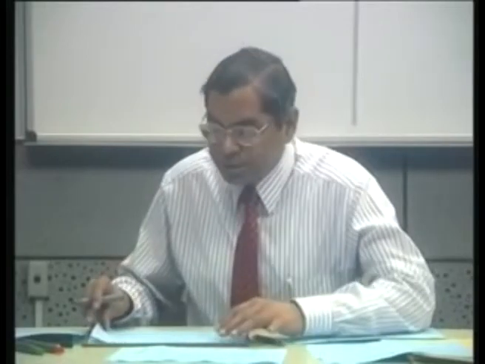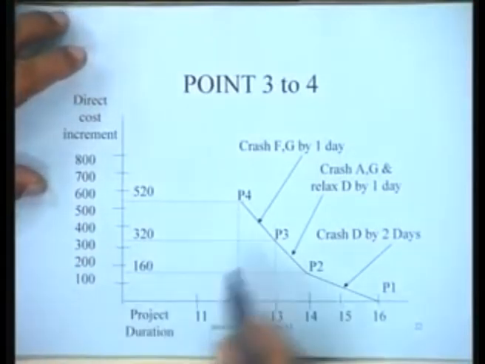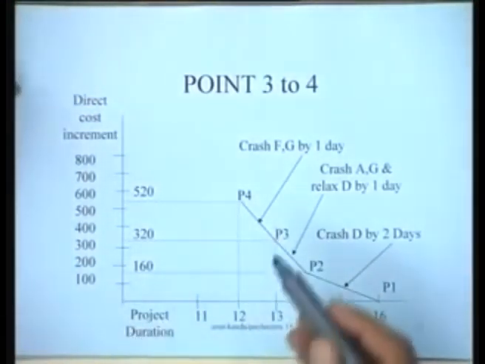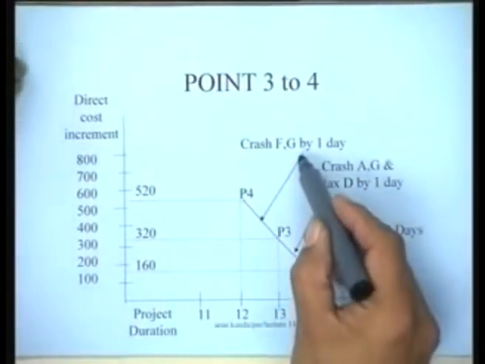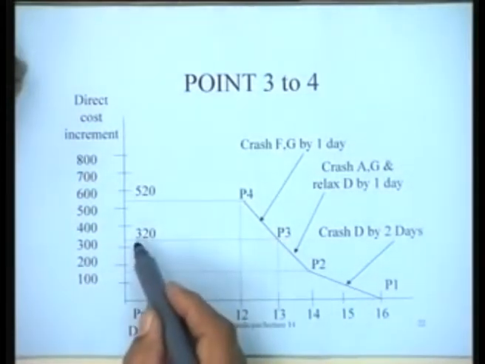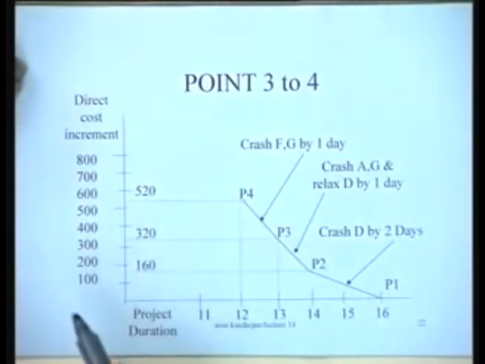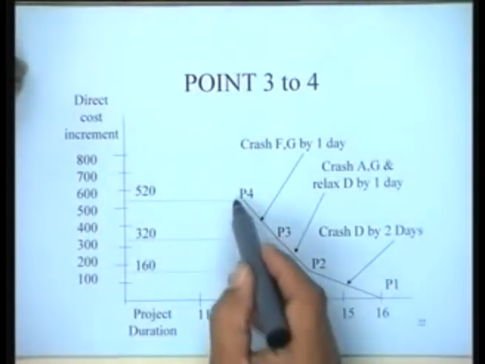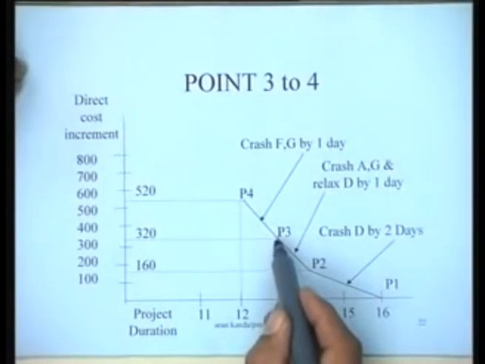We now move from point 3 to point 4. In the movement from point 3 to point 4, what has happened is that we are crashing F and G by 1 day. Crashing F and G by 1 day is equivalent to a cost of rupees 200 per day. So the total cost goes up from 320 to 520, corresponding to point 4. So we have moved from point 3 to point 4, and we have come to a project duration of 12 from the 13 when we were at point 3.